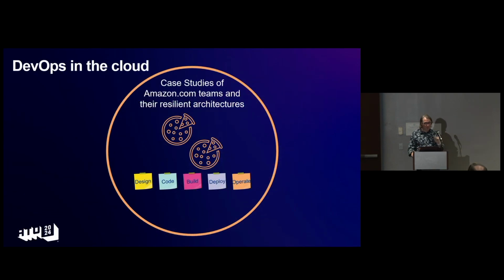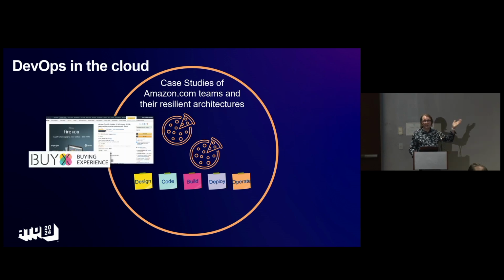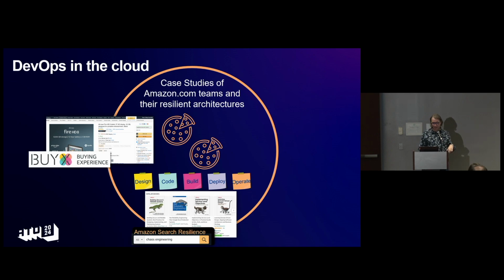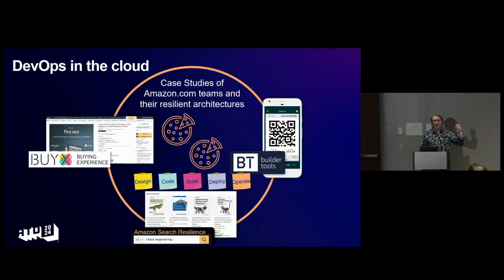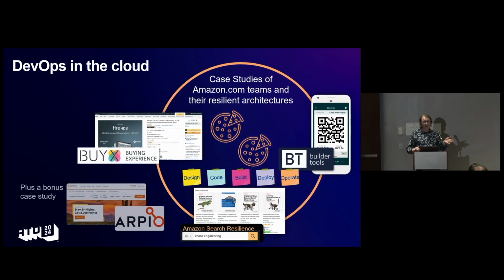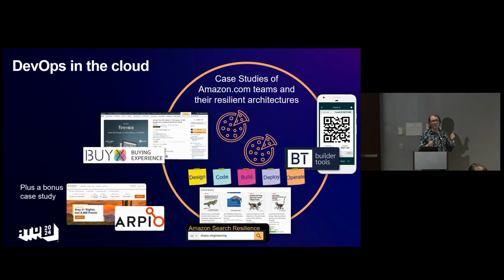Okay, well, I appreciate you being here for DevOps in the Cloud. I talked about case studies of Amazon teams and the resilient architectures and two pizza teams and how two pizza teams own everything end to end. We talked about the detail page and buying experience. We talked about Amazon Search and their chaos engineering journey. And we talked about the Relay app and Builder tools. And the bonus, I gave you a little bit about Choice Hotels and the disaster recovery with RPO.